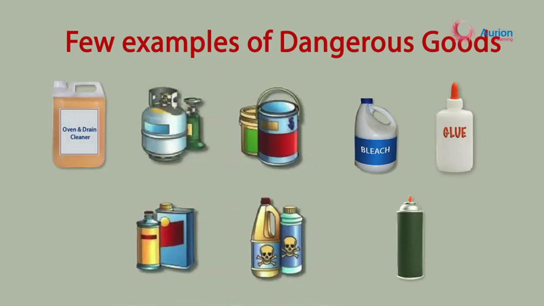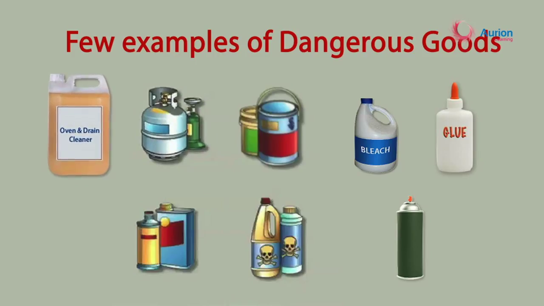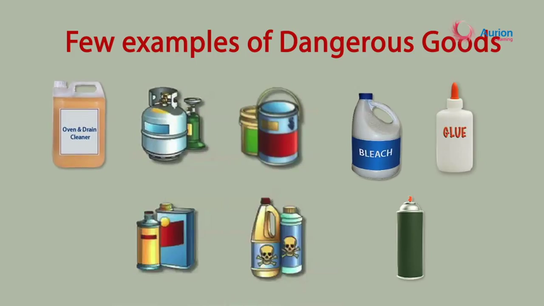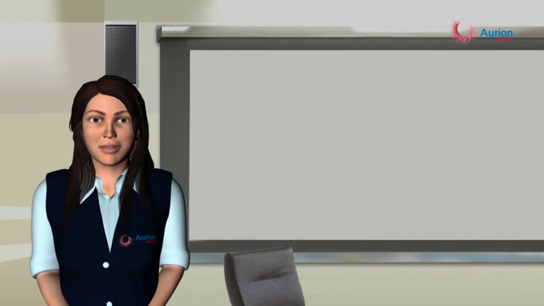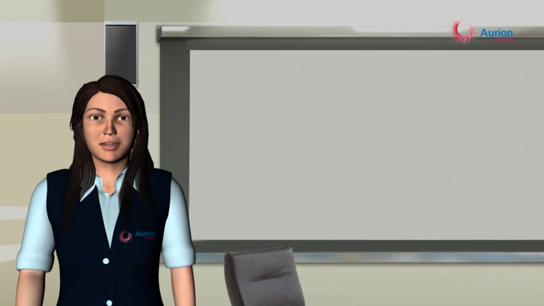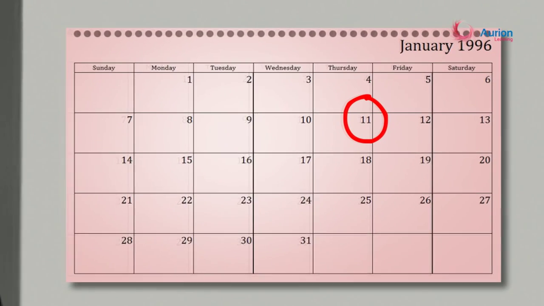A few examples of dangerous goods are pesticides, petrol, paint, gas cylinders, oven and drain cleaners, bleach, glues and aerosols are potentially dangerous goods. To better understand the risk these dangerous goods pose, let's examine the following accident.